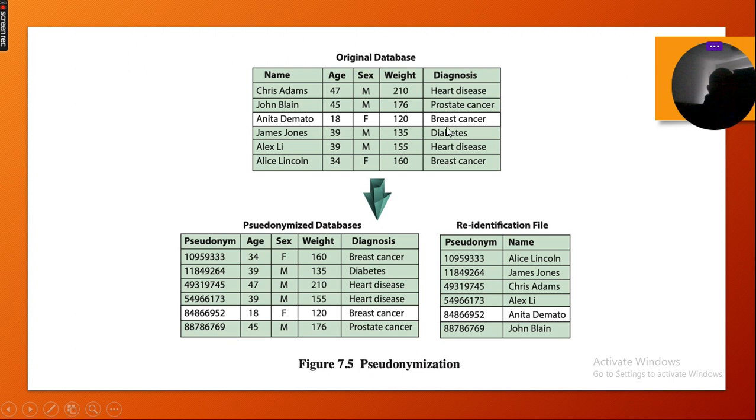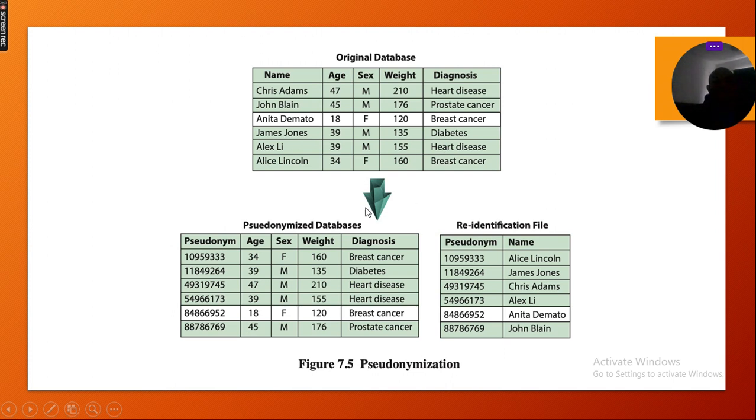Now let's move on. This is the original database. You can see Chris Adams, age 47, is a male, weight is 210, he has a heart disease. John Blay, age 45, is a male, height is 176, he has prostate cancer. These are information from the hospital. You have Anita Dimato, age 80, is a female, height is 120, has breast cancer. You have James. So you can see this full information.